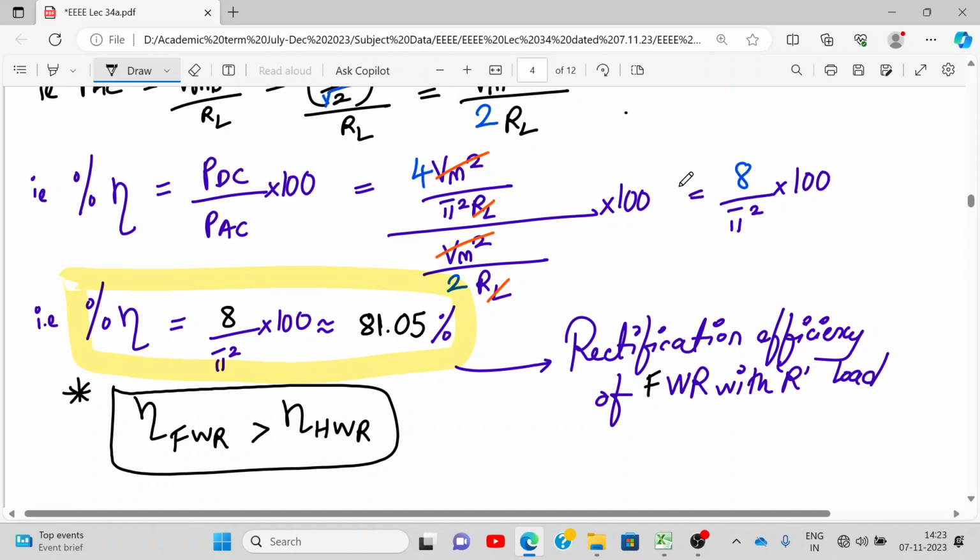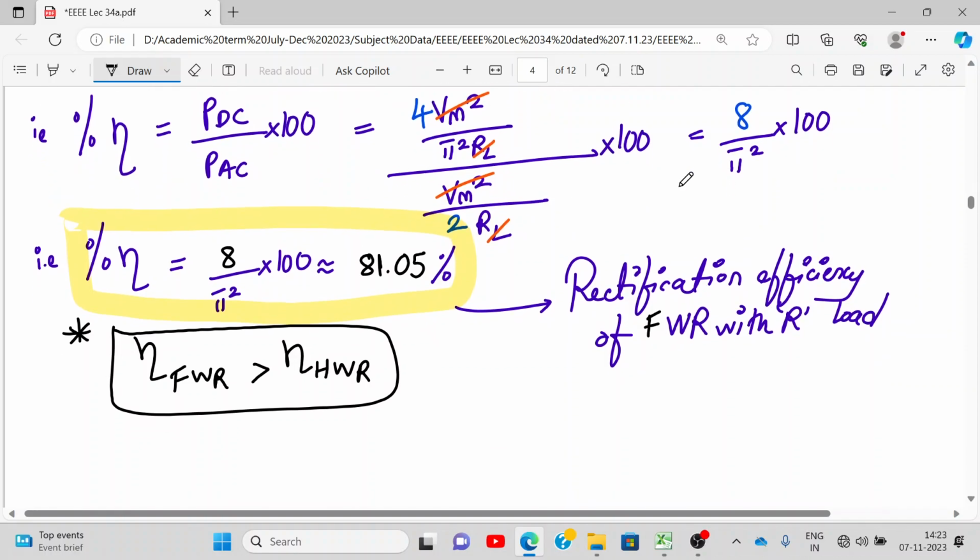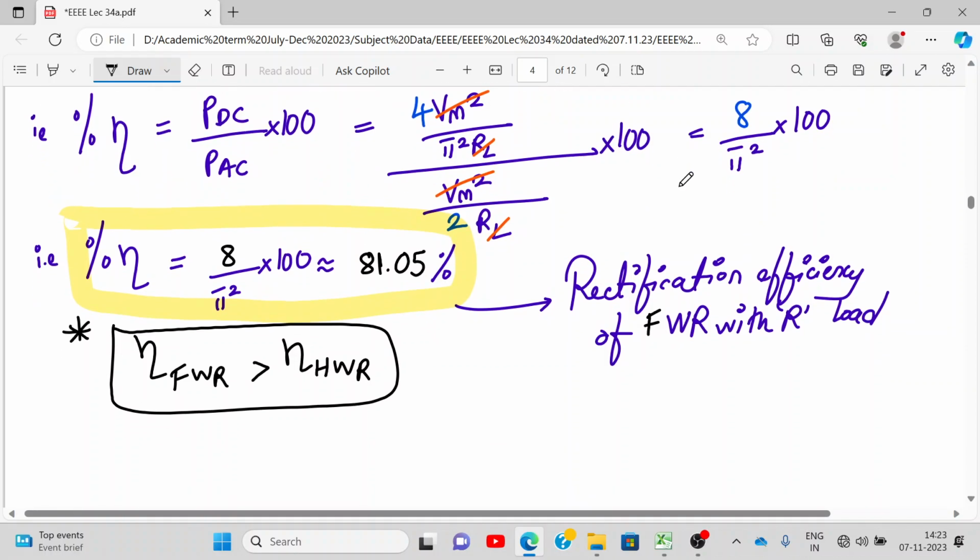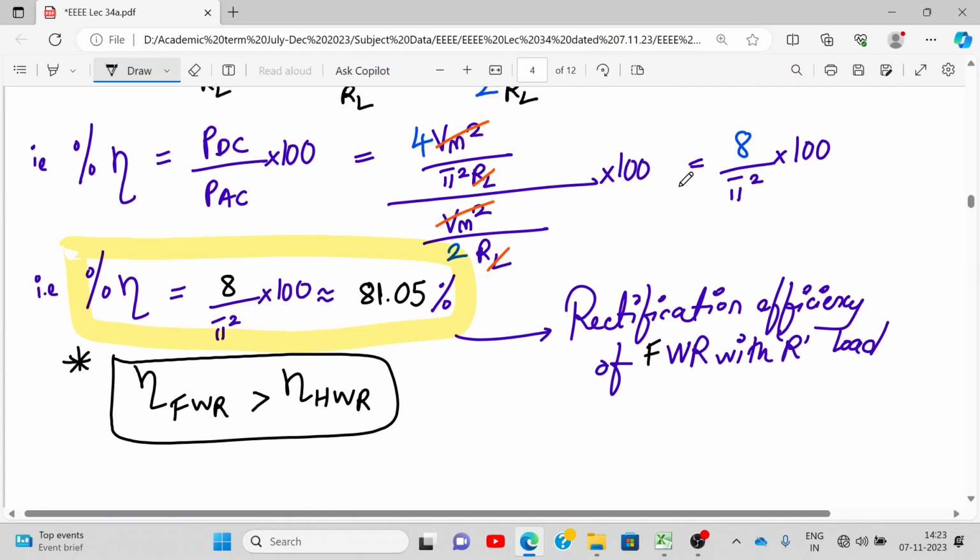Okay, did anyone check 800 upon pi square? How much is it? 81.05. So what is the major learning over here? That the rectification efficiency of a full wave rectifier is better than, actually double, that of a half wave rectifier. So in practice, we don't use a half wave rectifier. I think you have done a mobile battery charger in your labs, right? Which circuit did you use? Full wave bridge rectifier, whose efficiency is also the same.